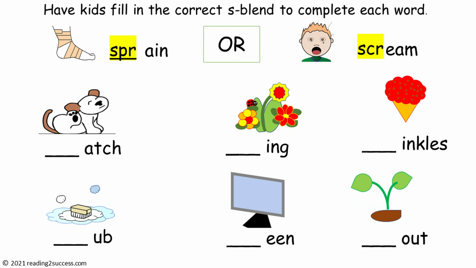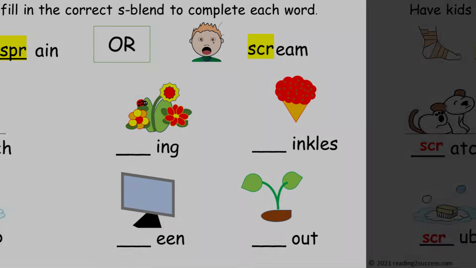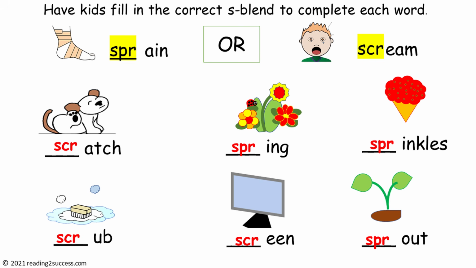Kids will have to determine whether it is SPR or SCR that will complete each word. Before they begin, have them say the pictures with you. Across the top, we have scratch, spring, and sprinkles. Along the bottom, we have scrub, screen, and sprout. This is a completed example.